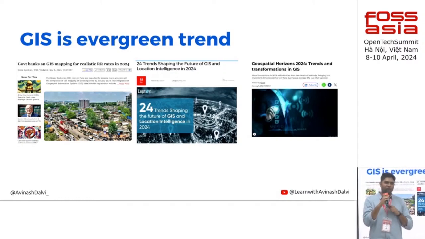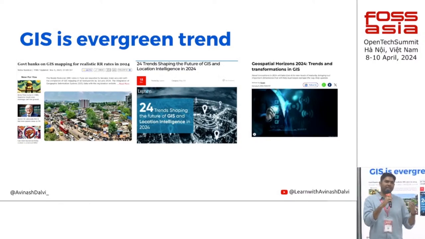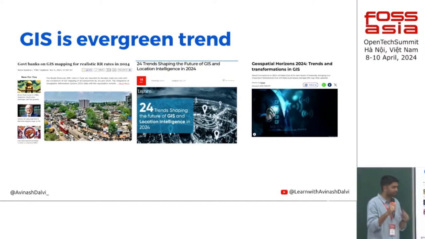A lot of technology trends come and go. Earlier it was the desktop, then the computer, then mobile, a laptop, right? Now AI is the trend everywhere. So technology trends keep on changing, but GIS will be there every time. That's what I mean: GIS is the evergreen trend.